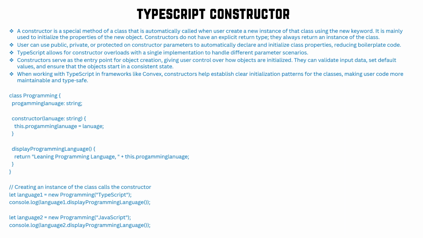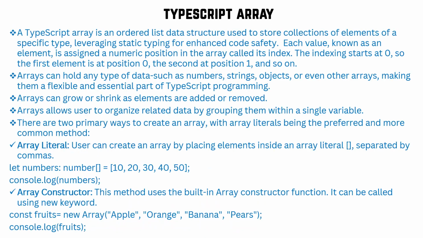Okay, so we'll go to the last important topic for today's session, which is nothing but the array. In case you already worked in Java or JavaScript, you have already seen the array. An array is a kind of ordered list data structure. In TypeScript, an array is used to store collections of elements of a specific type. It should be of similar type. You cannot store numbers along with strings. Either it's a number, a string, or a boolean.